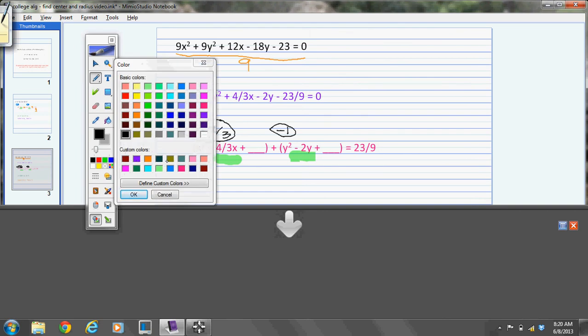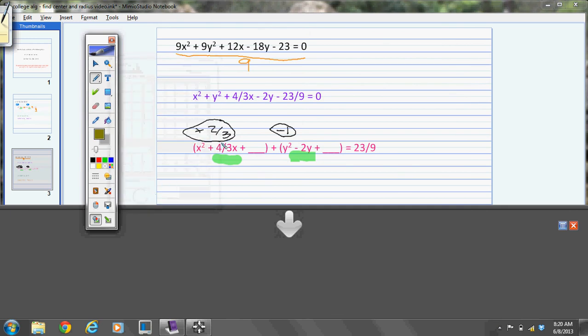Now, what we have to do is we have to take the middle number, and the next step says square that and add it to both sides. 2/3 times 2/3 would be 4/9. So we're going to add 4/9 here. We're also going to add it over here.